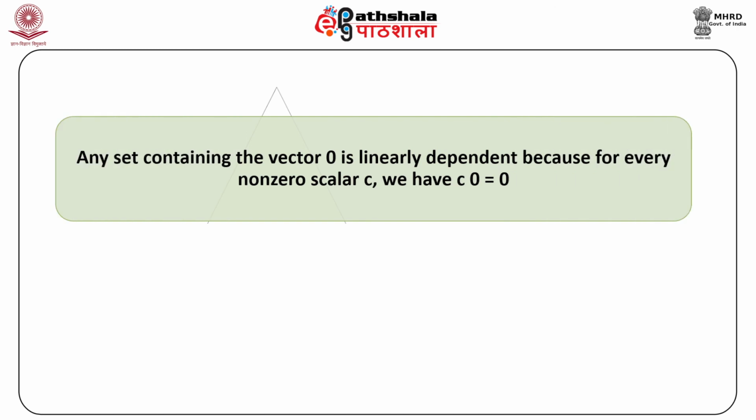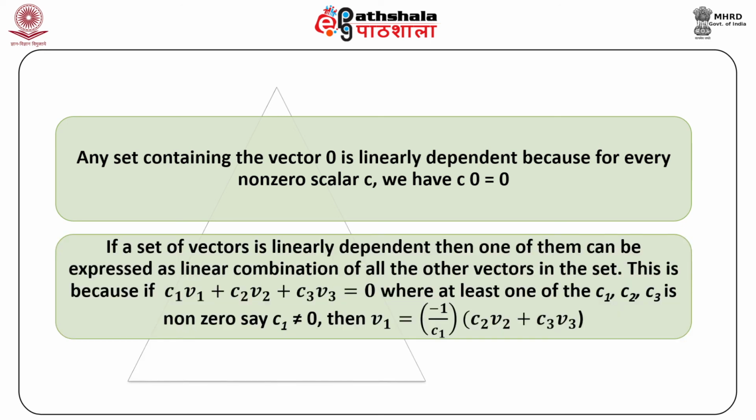Remarks. First, any set containing the vector 0 is linearly dependent because for every non-zero scalar c, we have c times 0 equal to 0. Second, if a set of vectors is linearly dependent, then one of them can be expressed as a linear combination of all the other vectors in the set. This is because if c1 v1 plus c2 v2 plus c3 v3 is equal to 0, where at least one of the c1, c2, c3 is non-zero, say c1 is not equal to 0, then v1 is equal to minus 1 divided by c1 times (c2 v2 plus c3 v3).